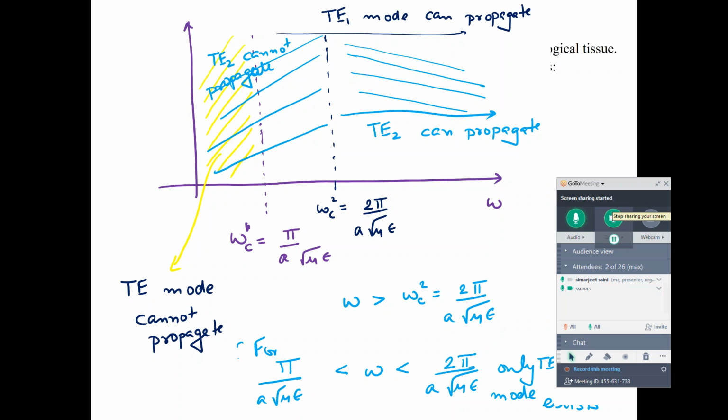This is actually desirable for many applications. For that wavelength region, right here in this green shaded part, only a single specific distribution of the electric field can exist, that is the TE1 mode. And this is important, and maybe we'll talk about it later in more detail.